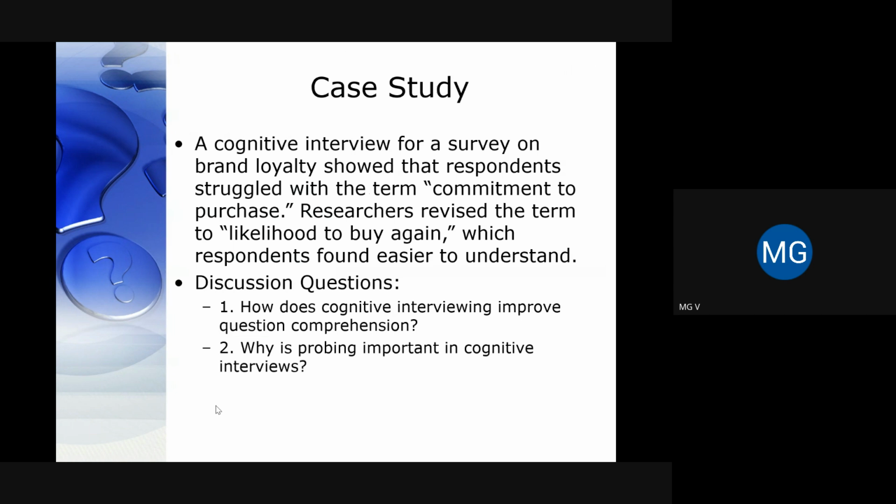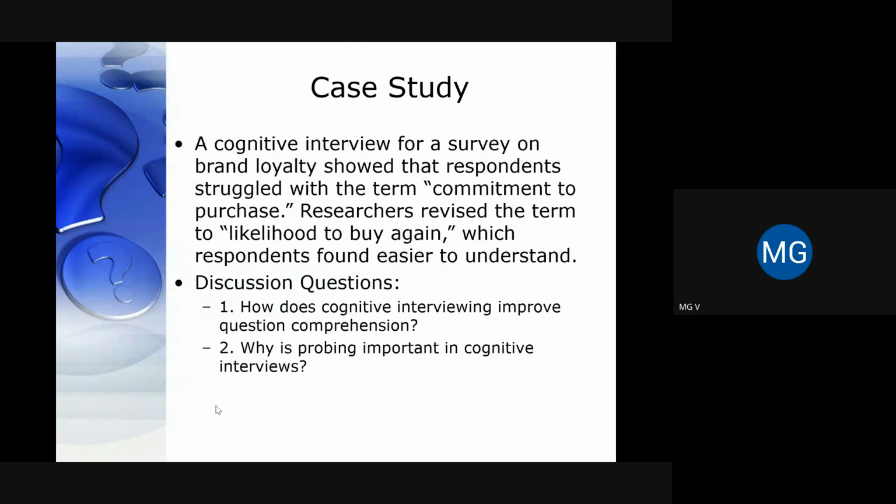Clear? So this is what we can do, probing questions and all, if we are there in a face-to-face setup. A cognitive interview for a survey on brand loyalty showed that respondents struggled with the term commitment to purchase. Researchers revised the term to likelihood to buy again, right? For us, this term, commitment to purchase, is very familiar. But what about respondents? They may feel more comfortable with the term likelihood to buy again. So which did respondents find easier to understand?